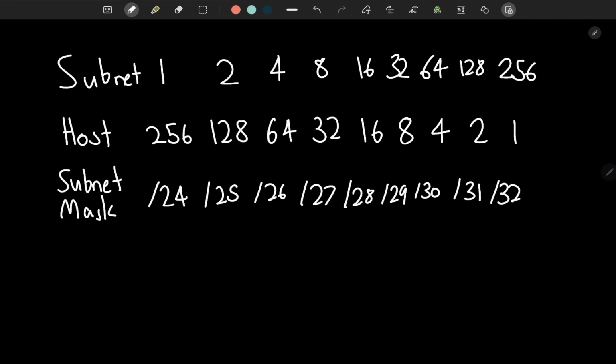So for this question, we can refer to this table where we have subnet, host, and subnet mask. And as mentioned before, subnet is just the number of networks that we can divide. So 2 networks, so 4, 8, and just multiply by 2. And host is the number of hosts in each subnet. And subnet mask, as we know, is just subnet mask.